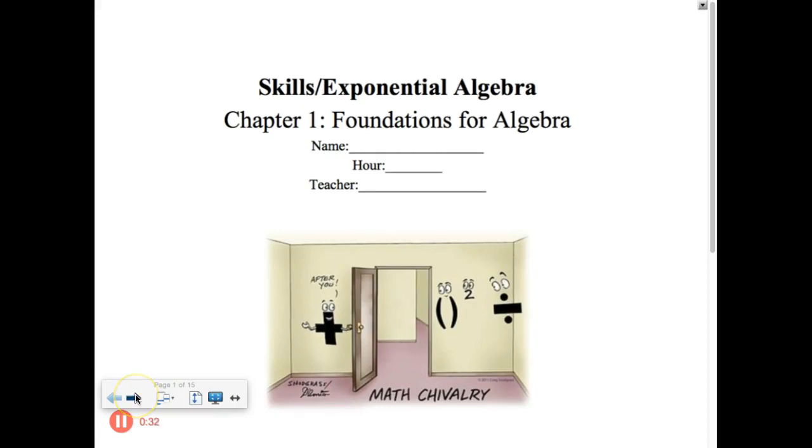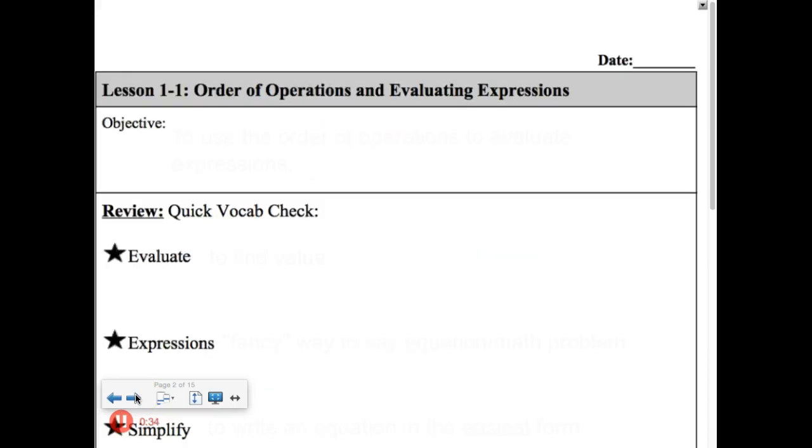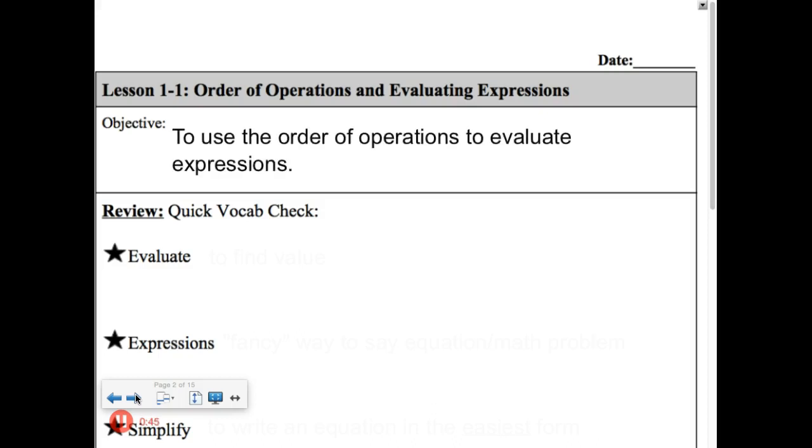All right, so as we flip off of the cover, 1-1, what we're going to be looking at today is order of operations and evaluating expressions. So if you would please, at the top of your page, write today's objective, today's goal. Today we are going to use the order of operations to evaluate expressions. So that should hopefully sound familiar.